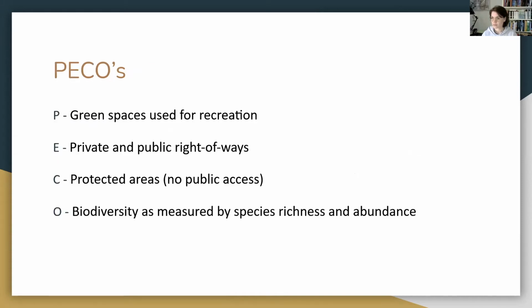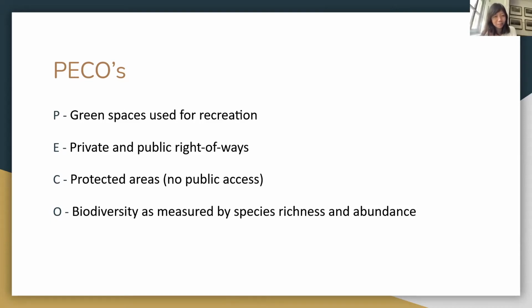Next slide. So I'm going to explain the PECO of our research. Our study takes PECO instead of PICO because we look at the exposure as compared to the counterfactual. So the population is green spaces that are used for recreation, the exposure is the presence of private and public right-of-ways, and the counterfactual is protected area in which there is no public access. The outcome that we see is biodiversity as measured by species richness and abundance.